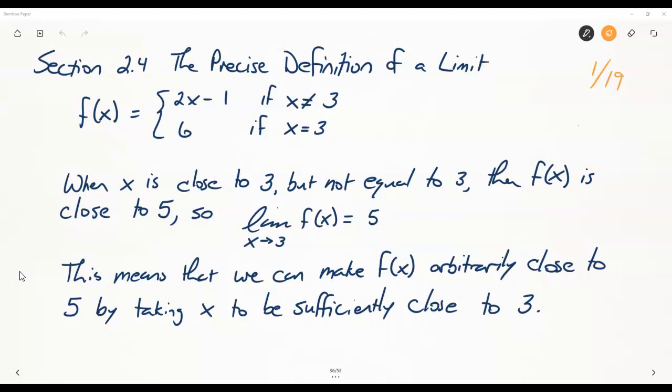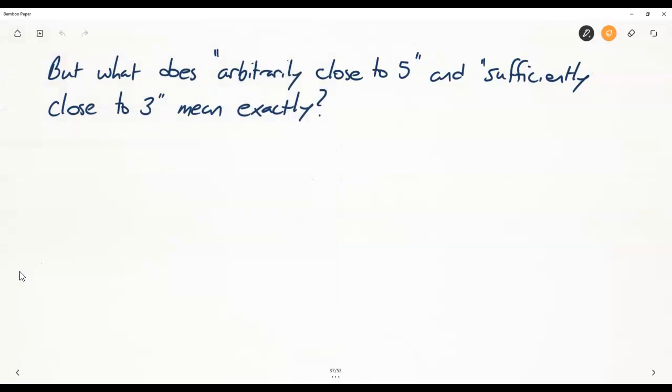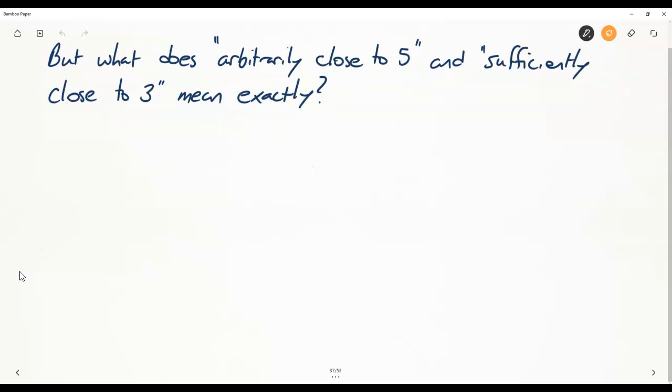this was the problem that we were looking at yesterday, and now we actually want to flesh out what the definition of what is arbitrarily close to 5 and sufficiently close to 3 mean exactly. Now, I think I hinted at yesterday that you should expect this definition to look a little cryptic at first. It's going to take some getting used to, but we are not going to do this forever. We're going to learn this is what the limit is actually doing, and then we're going to learn some better tools that allow us to calculate the limits without having to do this all the time.